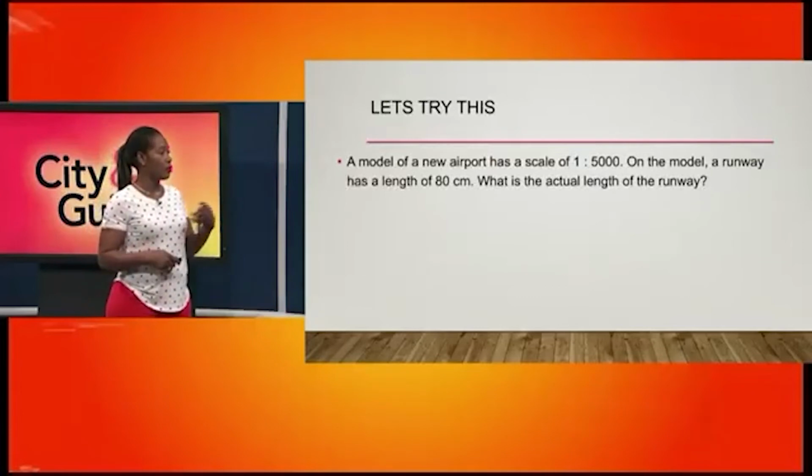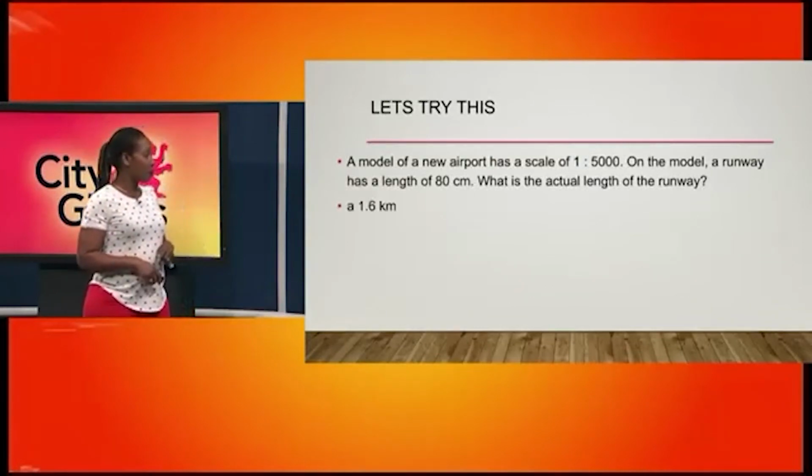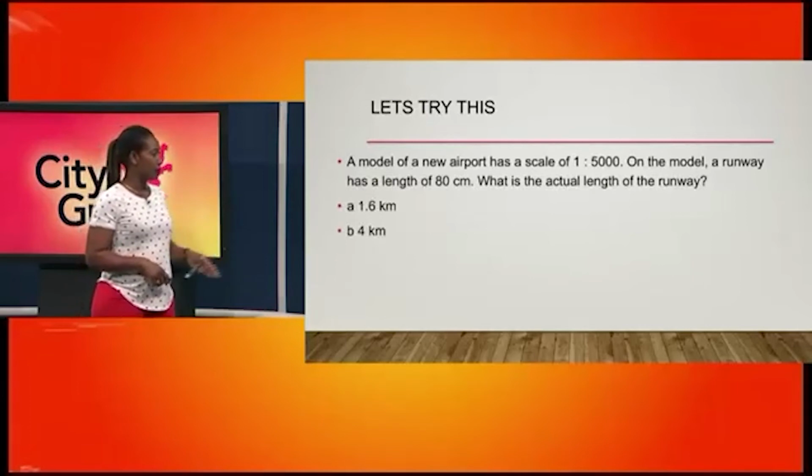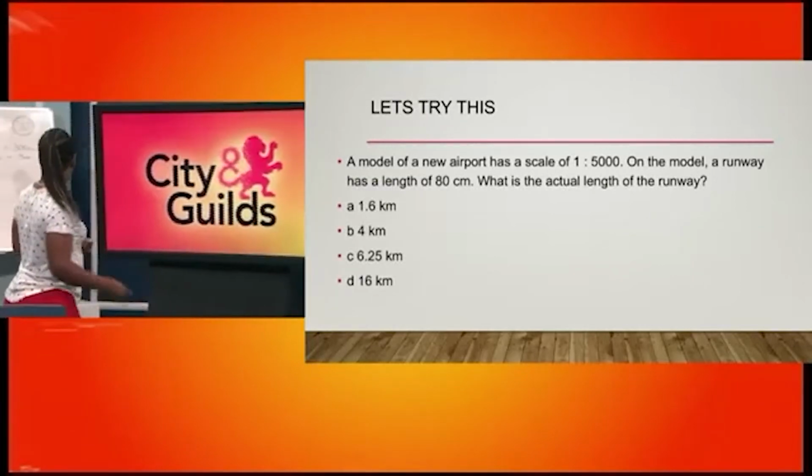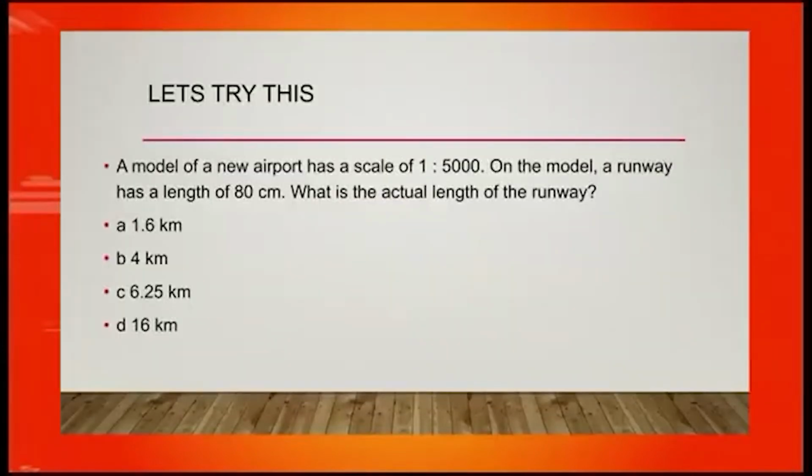It's just bigger numbers, but we can do this. So you have some options here. There you go. Great. Let us go to the board and see what we can do here. So the first thing you're given is a scale of 1 to 5,000.